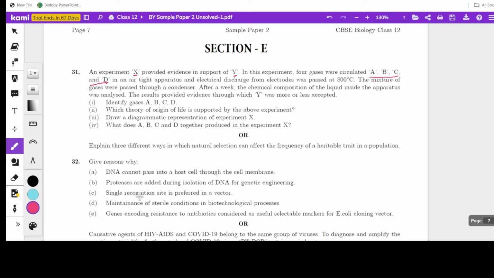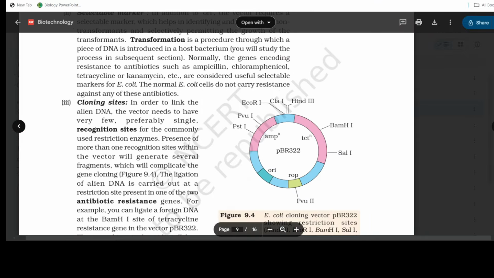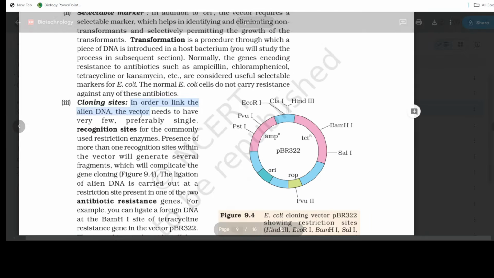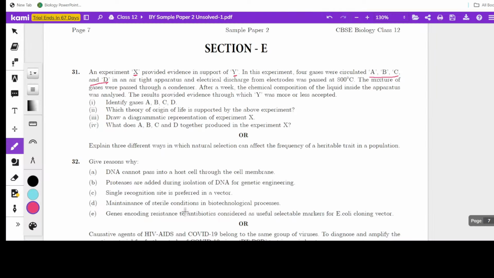Next one, single recognition site is preferred in a vector. We have already discussed this in one of the question papers, and I'll show you where it comes. Here, in order to link the alien DNA, the vector needs to have very few, preferably single, recognition sites for the commonly used restriction enzymes.